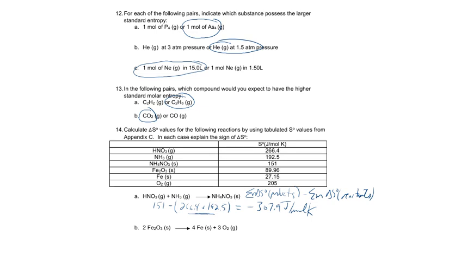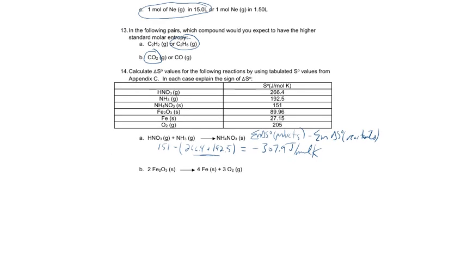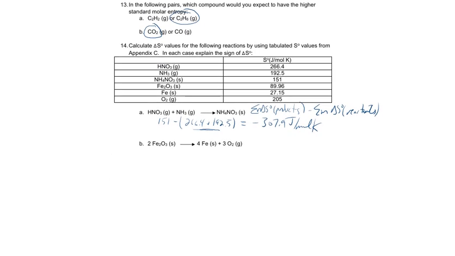For the bottom one, I'm just going to lay it out here. Products minus reactants times their coefficients. So you've got to remember the coefficients in there. Products 4Fe. So it's 4 times whatever Fe is, 27.15, plus 3 O2s times O2, minus the reactant 2 Fe2O3, which is 89.96.